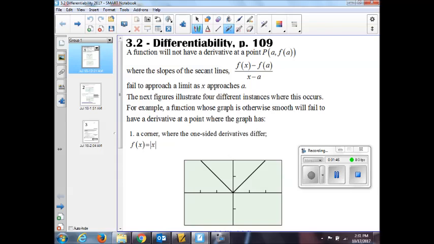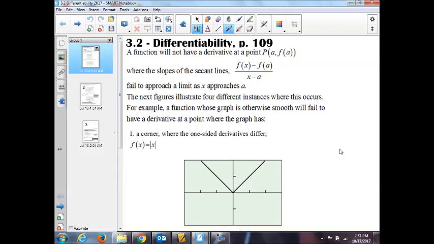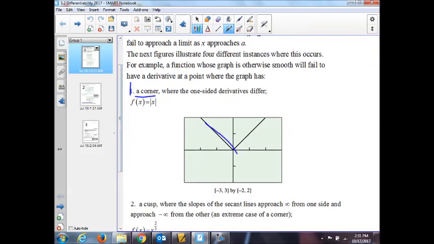For this example, a function whose graph is otherwise smooth will fail to have a derivative at a point where the graph has 1, a corner. So this is a corner. And it looks like a corner here, the graph here. Now, I didn't trace that very well, but in this particular example, I have the absolute value of x. Now, there's nothing to really do on here, but know that if you have a sharp turn, a corner or something like that, you can't do the derivative. And we even talked about this too before.